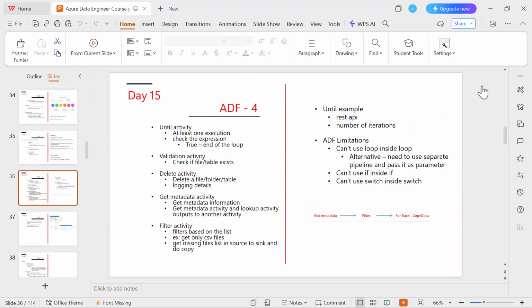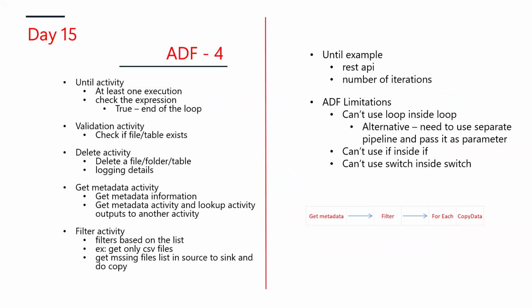Activities, which include until activity, validation activity, delete activity, and we just started a discussion on get metadata activity. So get metadata activity is something which will get the metadata about your file or table. Yesterday we just started and we have seen whether the file or table exists, what the column count or columns are, and what the schema is. Such kind of details we were able to extract by using this get metadata activity. Maybe we'll see a few other options with the get metadata activity, and then we will move on to filter activity.